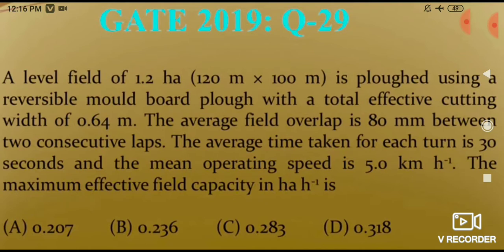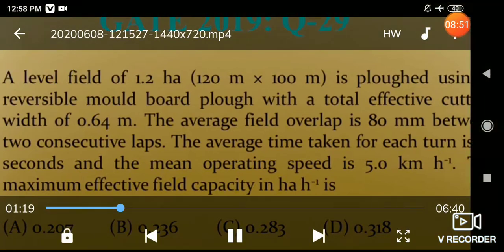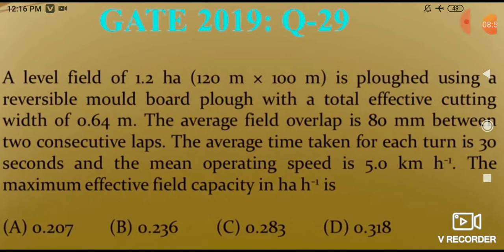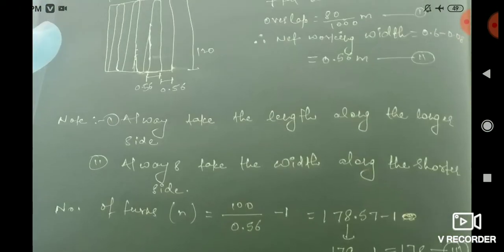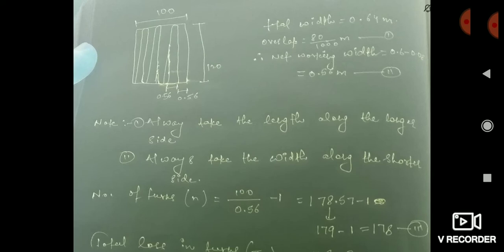Width is given in the question, that is 0.64 meter. But friends, here it is saying that overlap is 80 mm between two consecutive laps, and it is saying average time in each turning is 30 seconds and mean operating speed is 5 km per hour, and it is asking about the effective field capacity.